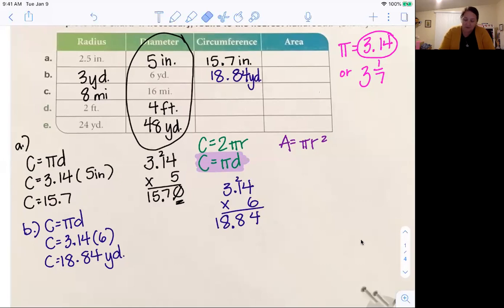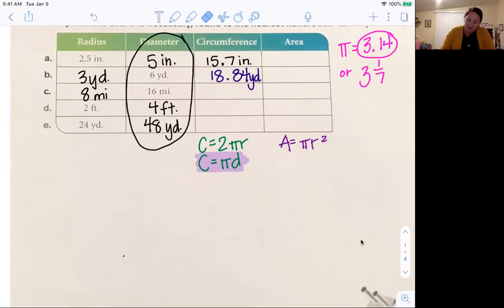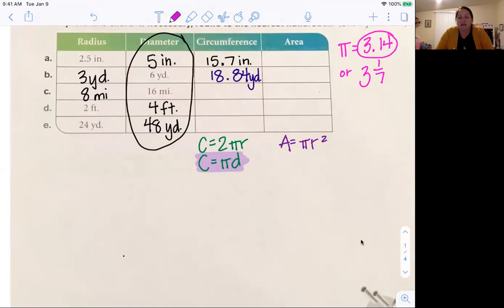Awesome. I'm going to erase to save a little bit of room. This is where you could transfer to scratch paper if you are working them out underneath the chart. Okay, let's move on to letter C.